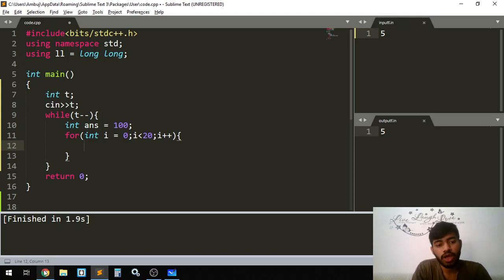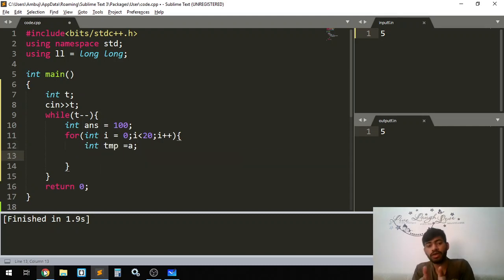Okay, so now I just find an answer that is my 100, and I will check for each and every operation that temp equals a. I'm just assigning a to temp because I need to iterate for every b, that is b, then b plus 1, then b plus 2, then b plus 3. I have to check for each and every operation.